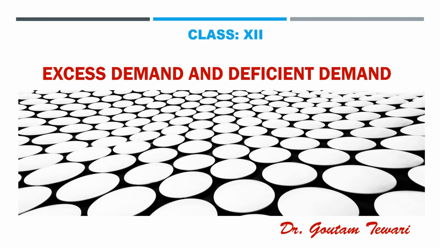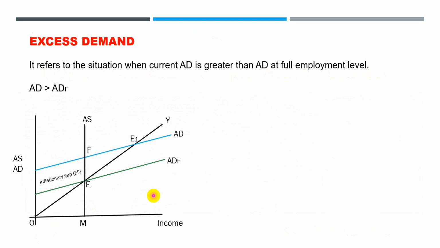It can, as always, be above or below this line. In other words, it is not always essential that the existing volume of aggregate demand would always be equal to the aggregate demand required to reach the level of full employment. It is this disequilibrium which creates the problems of excess demand or deficient demand in the economy.